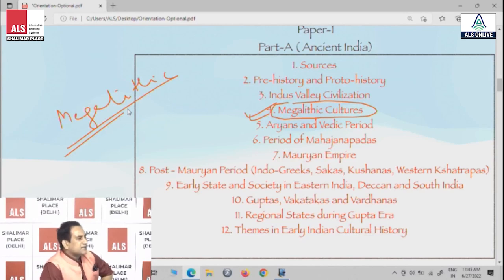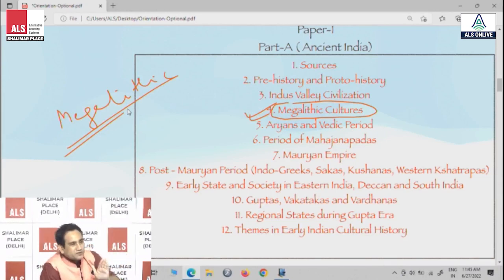Any idea about megalithic culture? What is megalithic culture? In South India? Yes, megalithic. Have you heard about it? Is it only South India? It is mainly South India, megalithic culture. What is the significance of megalithic culture? Why are they giving you a separate chapter on megalithic? I hope you are getting it.